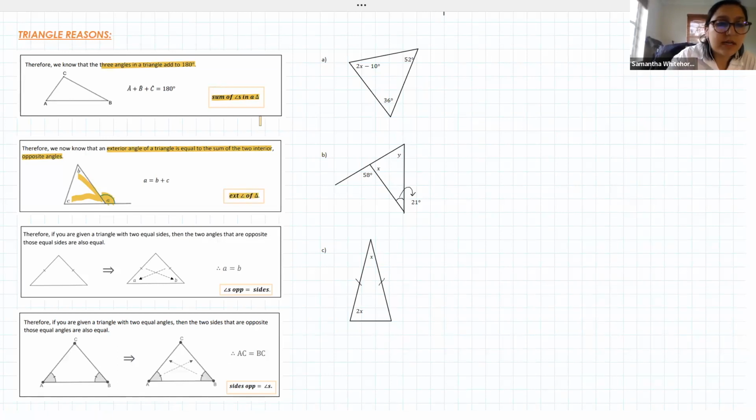And then our third reason was that if we have a triangle with 2 equal sides, then the 2 angles opposite those equal sides are also equal to each other. So if we know that sides are equal, we know that the angles opposite them are equal. And that was because of angles opposite equal sides. We also then learned our first converse reason, which was the fact that if you have 2 equal angles, then the sides that are opposite those equal angles are then also equal. So in this case, the opposite is true. If you're now given the equal angles, you then know that the sides opposite them are equal. Okay, so we've got 4 triangle reasons, and we need to be able to apply them.